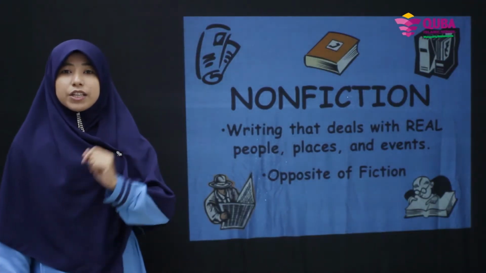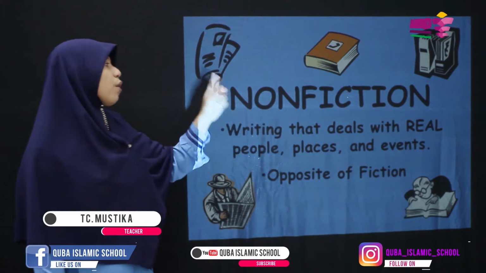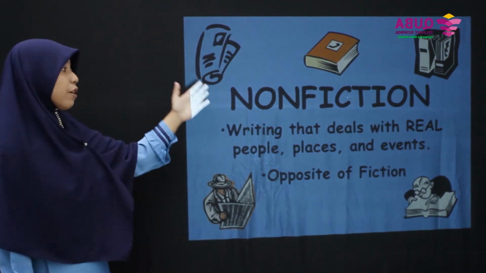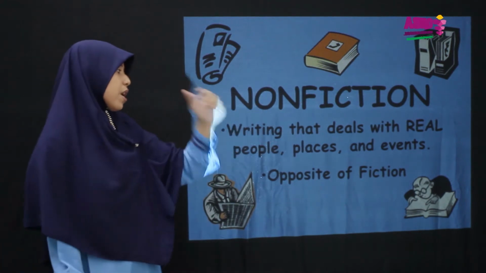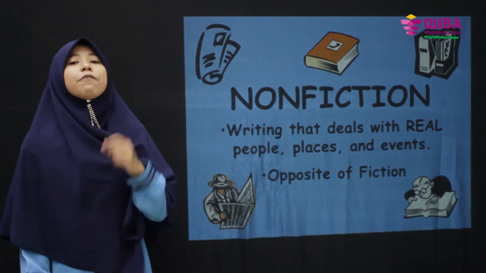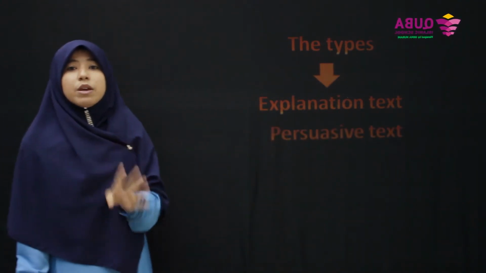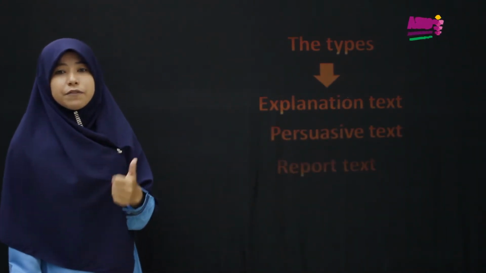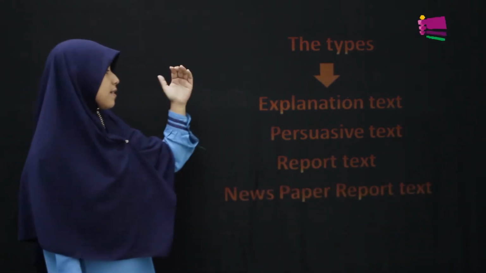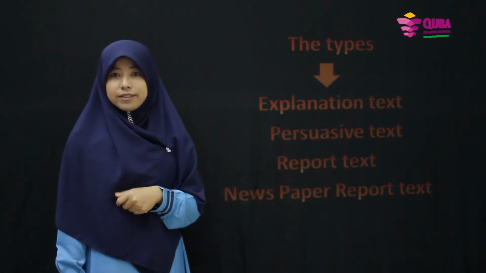But today I will not focus on both of them. I just focus on one of them, that is non-fiction. Remember that non-fiction is writing that deals with real people, events, and places. It is opposite of fiction. Okay, next, I will tell you the types of non-fiction. There are 4 types that we will learn in this material. The first one is explanation text, persuasive text, and report text, and newspaper report text.